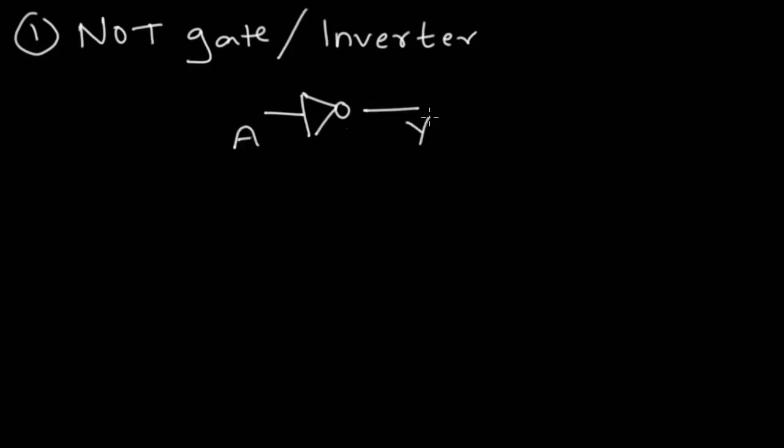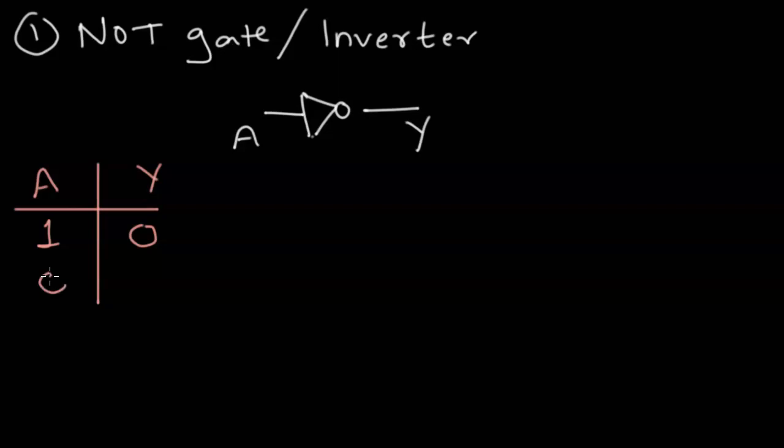the inverter. The NOT gate is symbolically represented like this, where on one side we have the input A and we get the output Y. Let's understand the truth table. If we have our input A and my output Y, if the input is 1, the output we get is 0. That means it's inverted. Similarly, if the input is 0, then the output we get is 1.